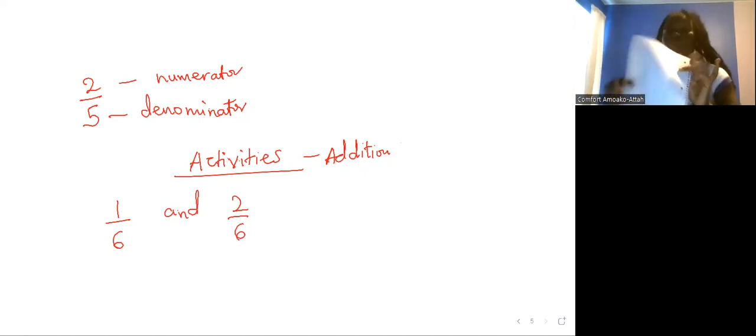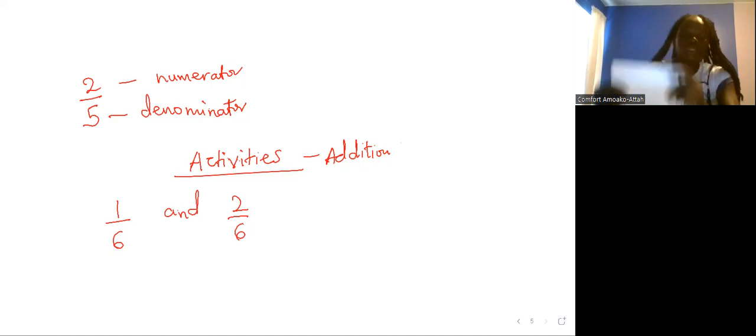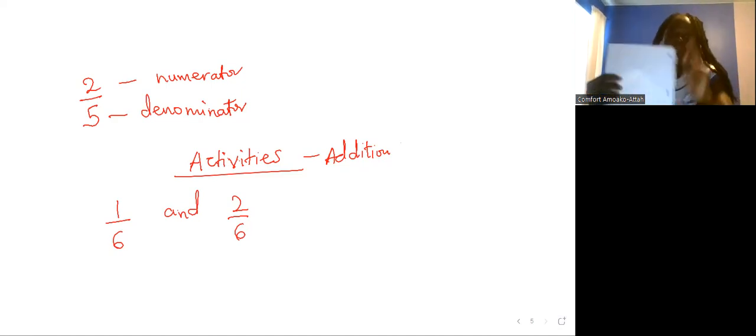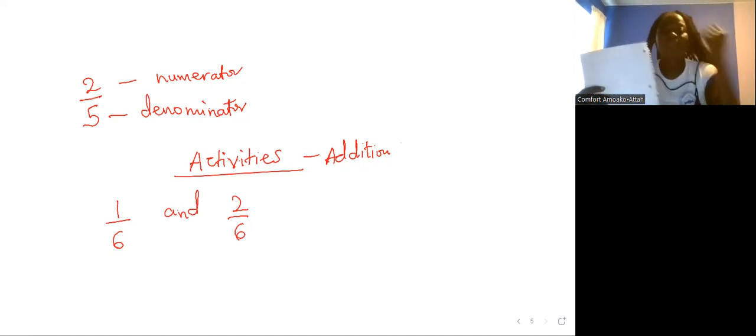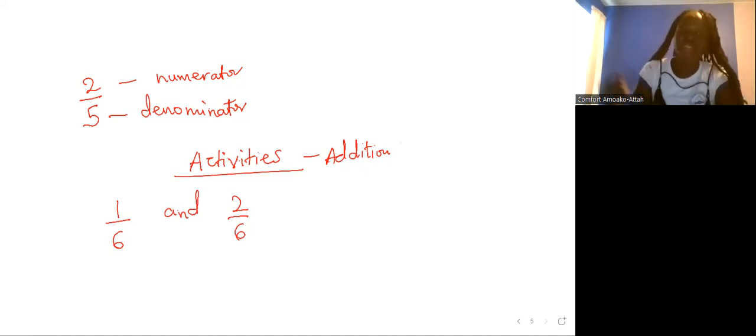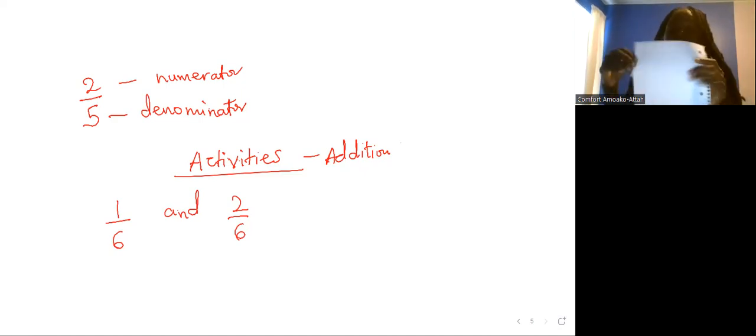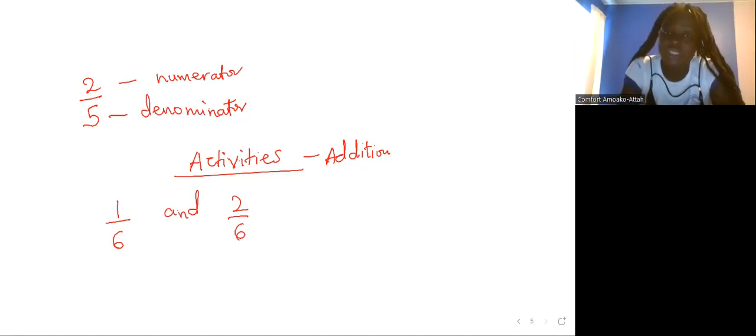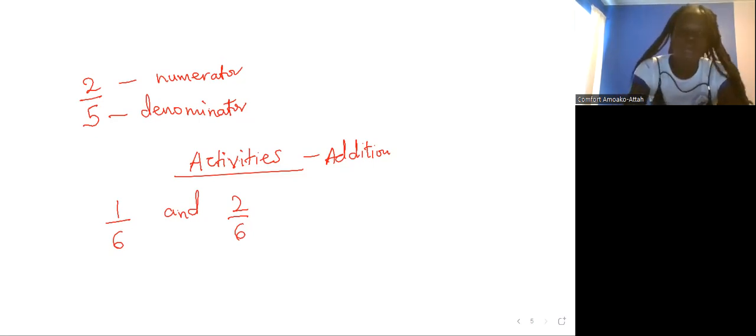Okay. So I have my strip of paper here. Then in our introduction, we said that the total number of divisions becomes your denominator. So it means we are tackling the denominator first. So we are going to fold the strip of paper into how many divisions? Great. Into 6 divisions, because our denominator here is 6.